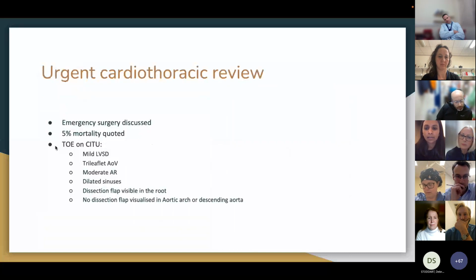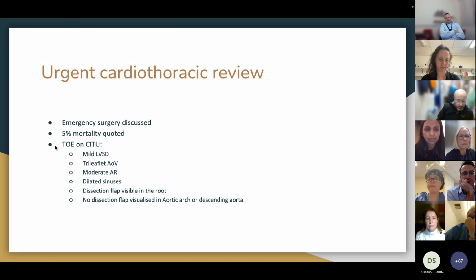So she had urgent cardiothoracic review that night, and emergency surgery was discussed with a 5% mortality risk quoted. She was transferred urgently to cardiac ITU, and a TOE, which was performed then, showed moderate aortic regurgitation, and a dissection flap was visible in the root.